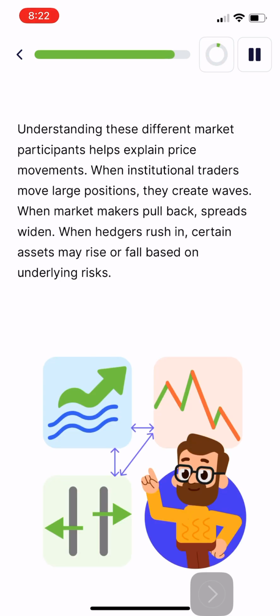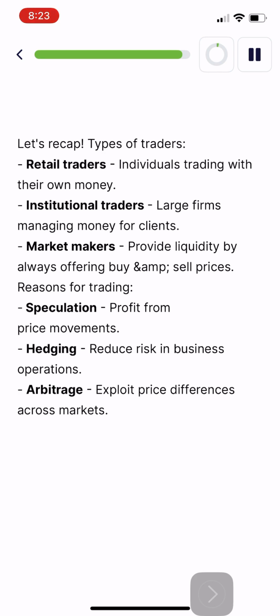Understanding these different market participants helps explain price movements. When institutional traders move large positions, they create waves. When market makers pull back, spreads widen. When hedgers rush in, certain assets may rise or fall based on underlying risks. Let's recap. There are several types of traders. Retail traders are individuals who trade with their own money. Institutional traders are large firms that manage money for clients. And market makers provide liquidity by always offering both buy and sell prices.